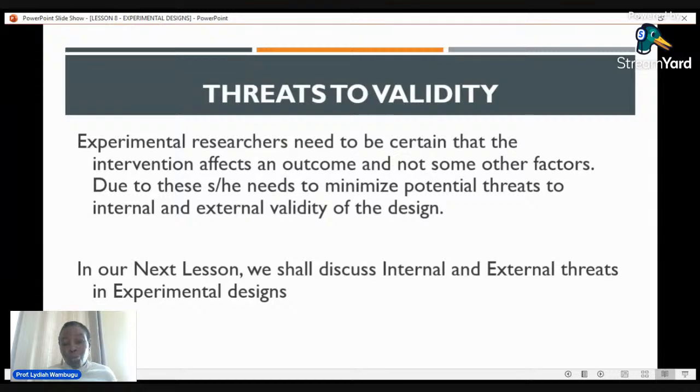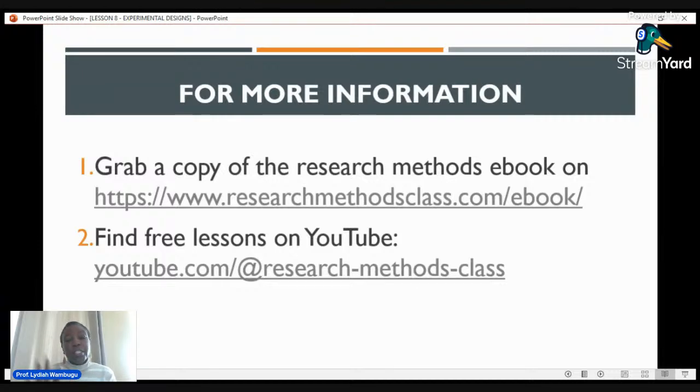And there are quite a number of ways in which you remove the threats. And that is what we shall be discussing in our next lesson. So this brings us to the end of our quantitative design. So lesson 7 and 8 has covered the non-experimental design, lesson 7, and experimental designs, lesson 8. So the only thing before we look at qualitative design will be to look at the threats, then we move to qualitative designs, then we move to mixed method designs, so that we discuss the two.